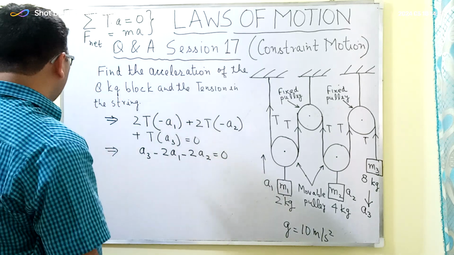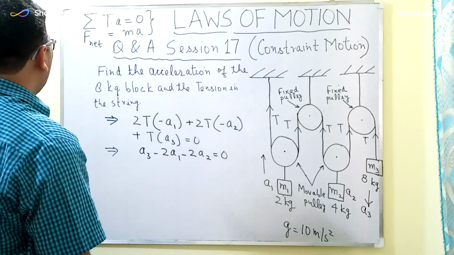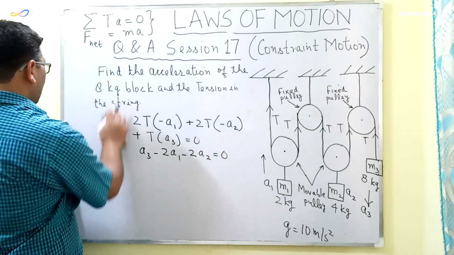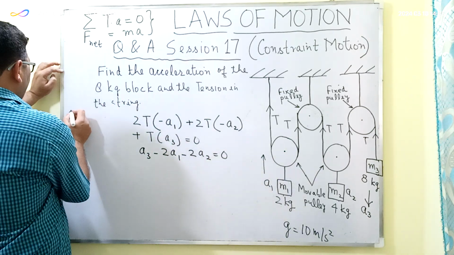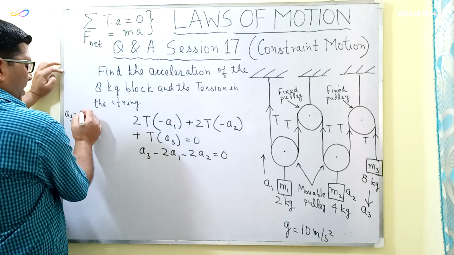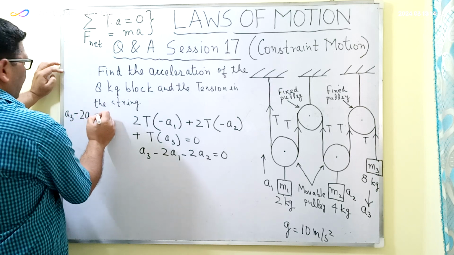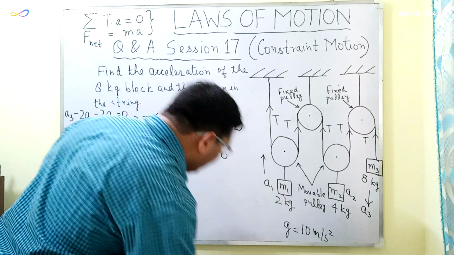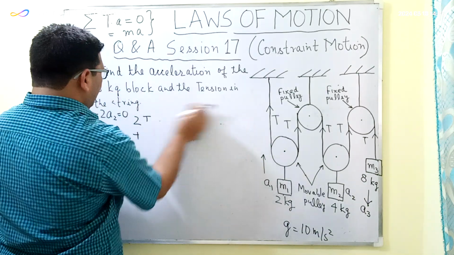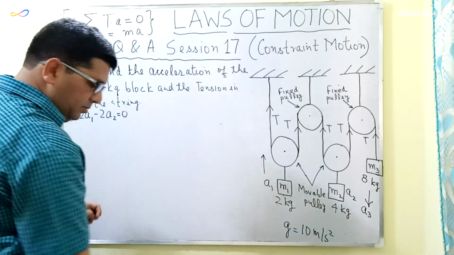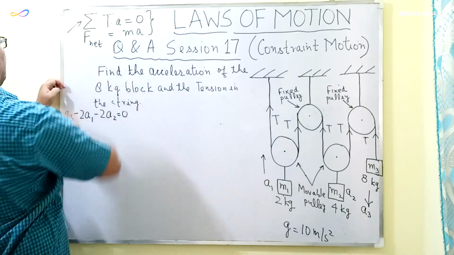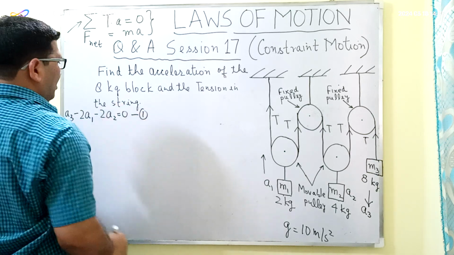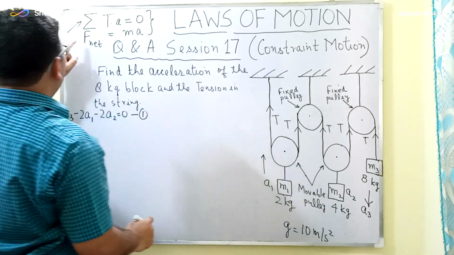So this is the first equation which I have got, and I will write it on one side of this board: A3 minus 2A1 minus 2A2 is equal to 0. I am marking this equation as 1. Now let us use equation number 2.